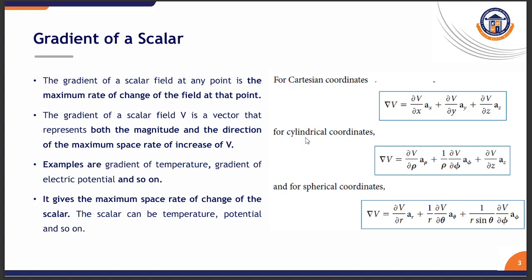The gradient vector points in the direction where V increases the fastest. If we consider V as electric potential, then its gradient gives the electric field direction. If V is temperature, the gradient points towards the direction of maximum temperature increase. Thus, the gradient equation converts a scalar field into a vector field that describes spatial variation.